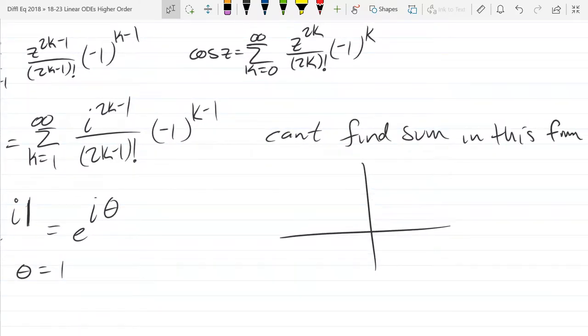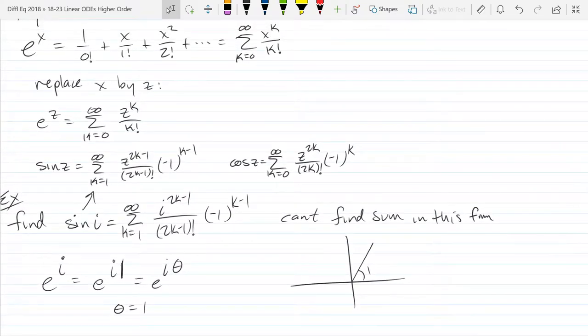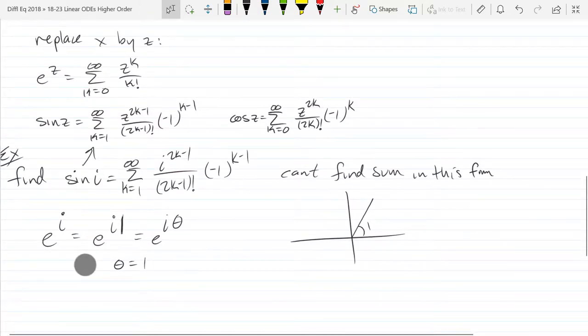6.28 something radians gives me a full rotation. So we're a little bit less than a sixth. Somewhere in quadrant 1 right here, that will be 1. So it'll be approximately a sixth of a rotation, a tiny bit less than a sixth. It's close to pi over 6. Technically it's pi over 6.28. All right, so this is the i. That's e to the i right there.